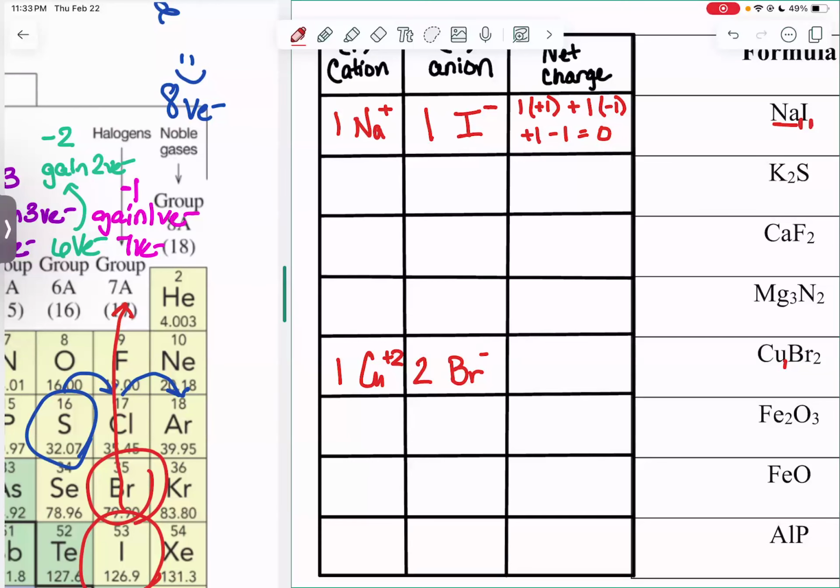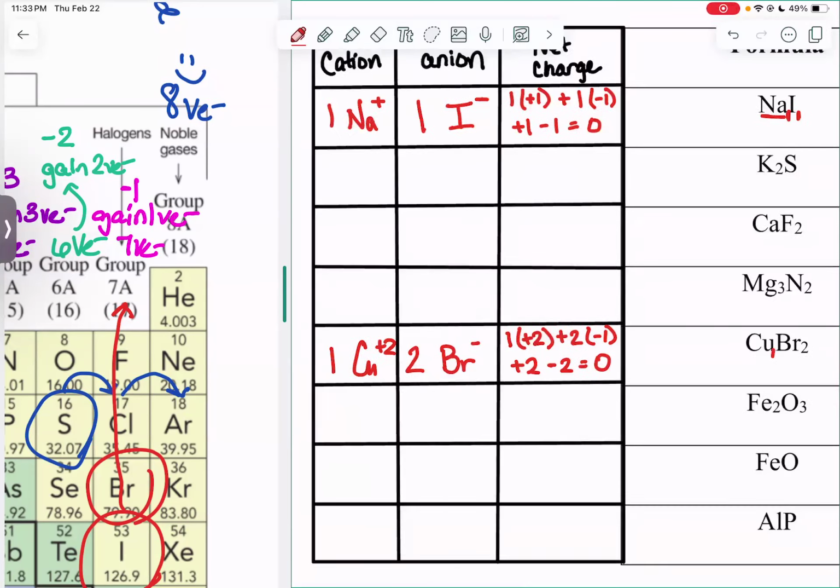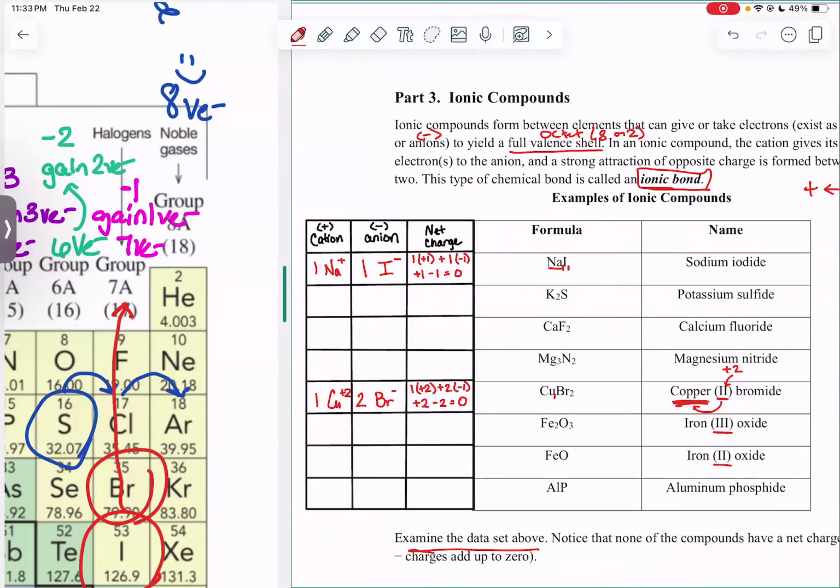So now I'm going to do my same thing, where I say the number of atoms, number of ions really, times the charge of the ion, plus the number, which is 2, times the charge of the ion, which is -1. So that ends up being a +2 and a -2. So +2 minus 2 gives me a net charge of 0. I want you to pause the video at this point and complete the rest of the table. Okay?